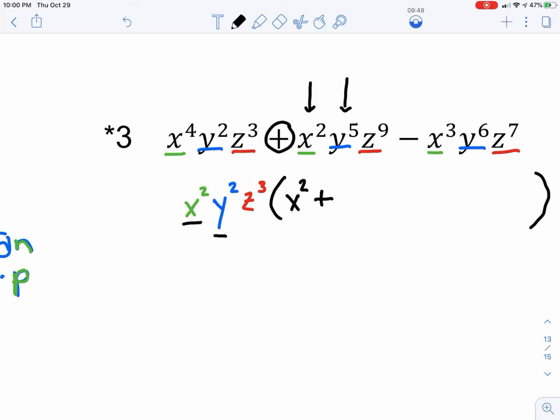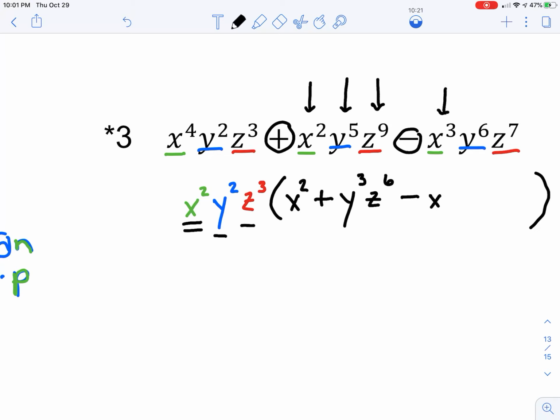I have a y squared here and a y to the 5th here. So I need to put some of those y's back inside here. How many? 3 of them. How about the z's? I have 3 z's here, and I have 9 up here, so I need to put 6 of those back in there. Okay, so that takes care of that. And we're going to redistribute this in a minute to make sure we've done this correctly. All right, now we have a minus sign here, so that's going to be what goes back inside here. Let's take a look now.